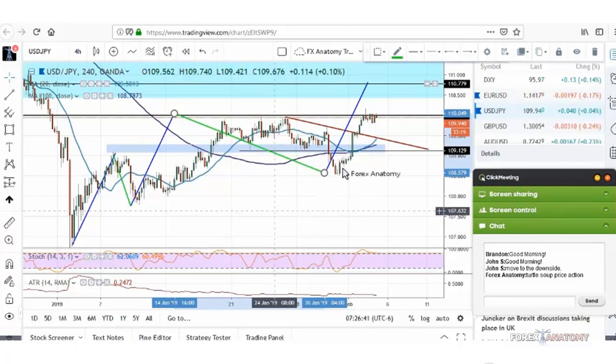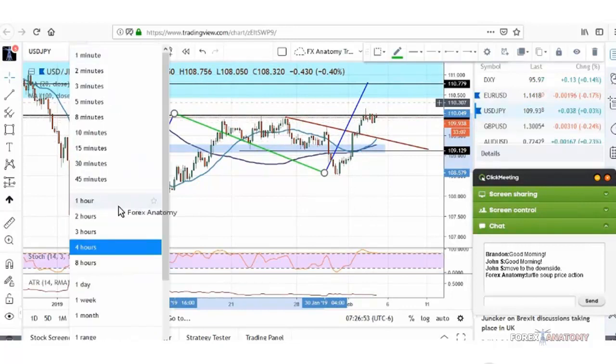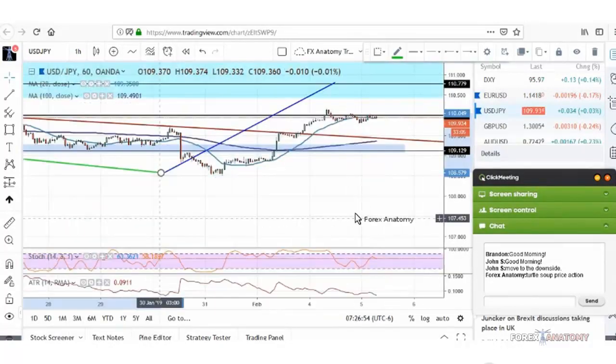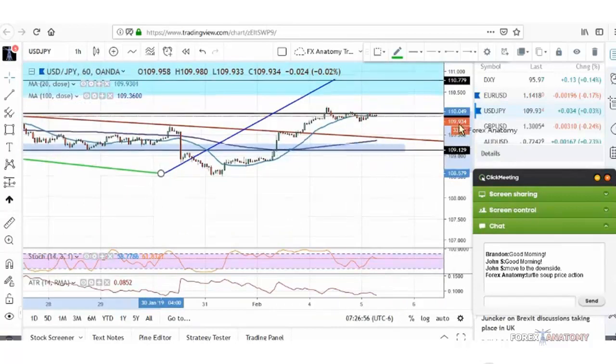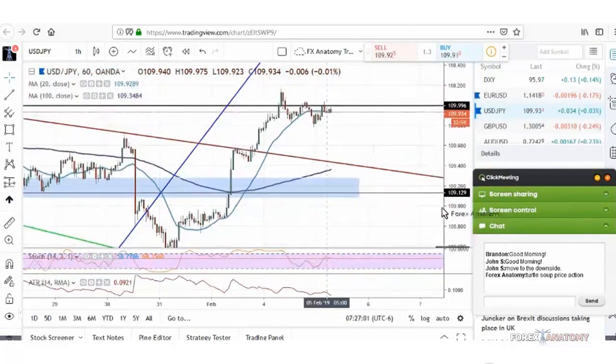But in the meanwhile, what we want to do is look and see how price is responding for the US dollar Japanese yen. It looks like price is resisting to the 110 level and it's consolidating. So then this is what I'm going to do. You go down to the 1 hour chart. You can see a potential topping taking place on the 1 hour.